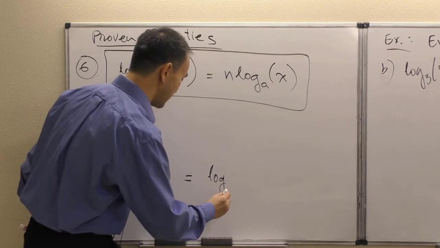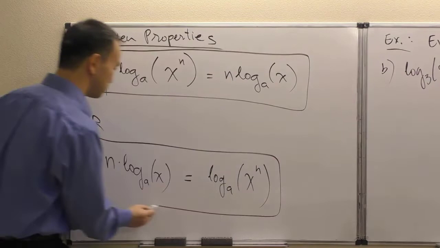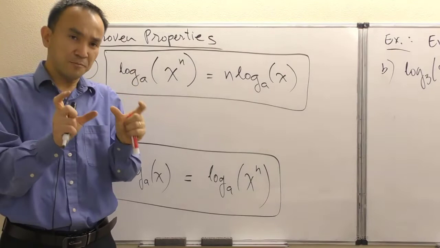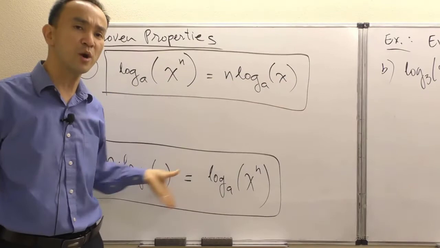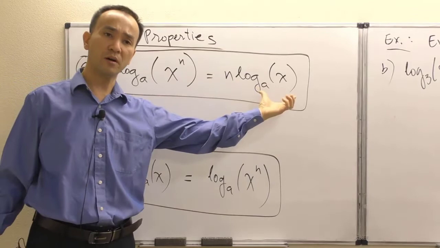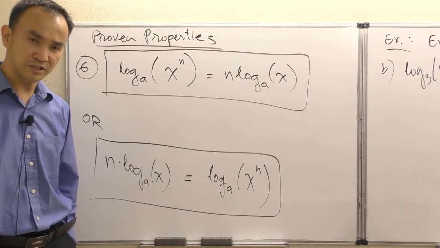So any one of these properties 4, 5, and 6, the reason I said they are proven properties is that mathematicians in the past proved that the left-hand side expression will always equal the right-hand side expression. Doesn't matter which way we're looking at it, it's an equality. Left-hand side is proven to equal right-hand side and vice versa. So that's property number 6.